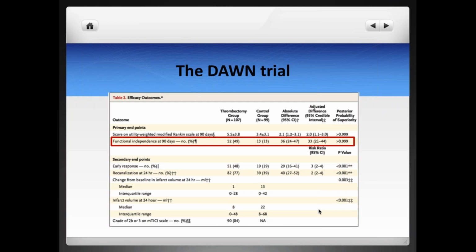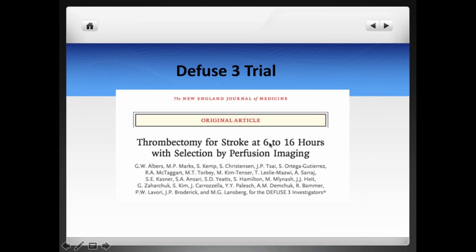And as you can see, a huge difference between patients achieving functional independence in the thrombectomy group, 49% versus the non-thrombectomy group, 13%. Another trial that came this year, the DEFUSE 3 trial, in which they used perfusion imaging and a very specific software in perfusion imaging called RAPID, which probably some of you are familiar with, depending on the center. Some centers have it, some others don't have the RAPID software.